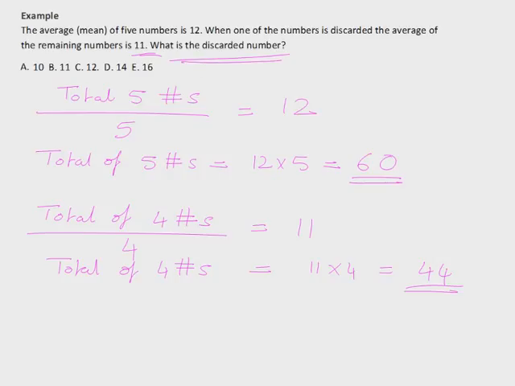So if I have the total of 5 and I have the total of 4, their difference must be the 5th number. So the 5th number must be 60 minus 44. It's the total of 5 minus the total of 4, and their difference is 16. So I know that the discarded number must be 16. Answer is E. So, a very interesting way of doing this question. I do not know the other numbers and there's no way I can know them. I only know the total of 5 numbers and the total of 4 numbers. So I know the 5th number is their difference.